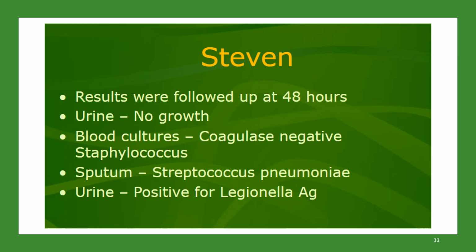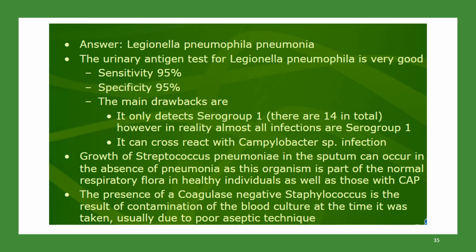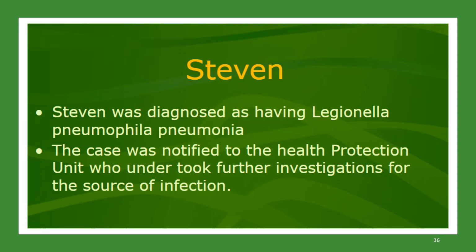The results were followed at 48 hours. Urine yielded no growth. Blood cultures yielded coagulase negative staphylococcus, that is contamination. Sputum yielded Streptococcus pneumoniae, and urine was positive for legionella antigen. What is the diagnosis? Legionella pneumophila pneumonia. Because the urine antigen test was positive for Legionella pneumophila, which has a sensitivity of 95%. Growth of Streptococcus pneumoniae in sputum can occur in the absence of pneumonia also, because of normal colonization. The presence of CoNS in a blood culture indicates contamination. So this patient was diagnosed with Legionella pneumophila pneumonia and it was notified.